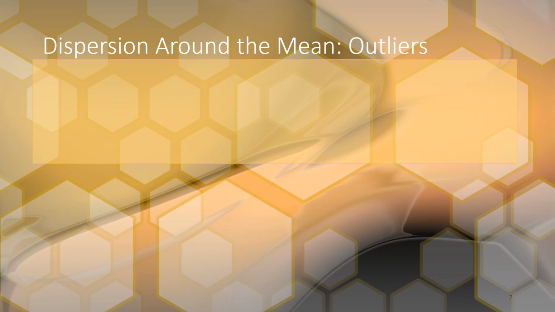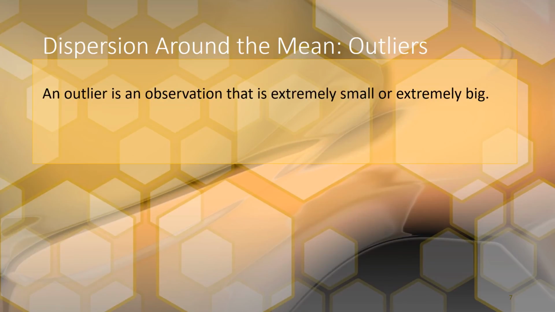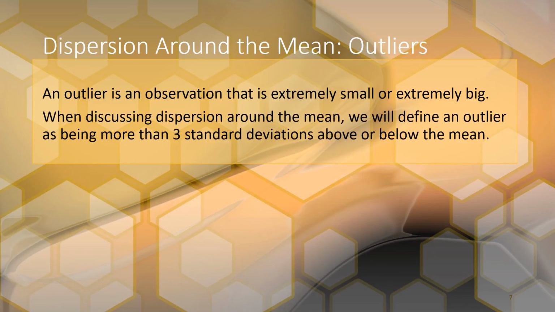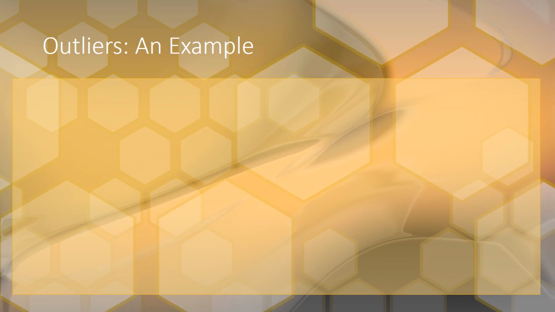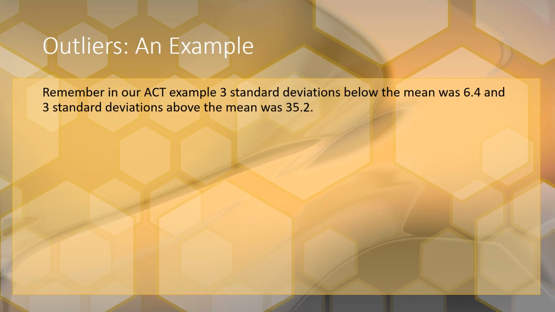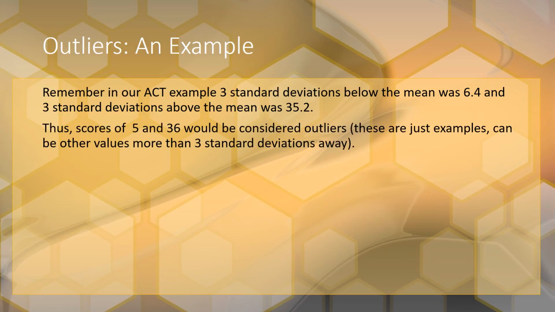Now we're going to talk about what an outlier is. An outlier is an observation that is extremely small or extremely big. When discussing dispersion around the mean, we will define an outlier as being more than 3 standard deviations above or below the mean. Here's an example. Remember that in our ACT example, 3 standard deviations below the mean was 6.4, and 3 standard deviations above the mean was 35.2. Thus, scores of 5 and 36 would be considered outliers.